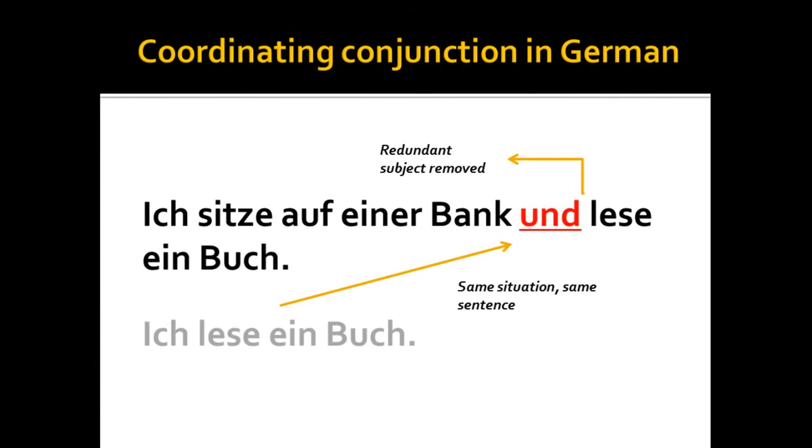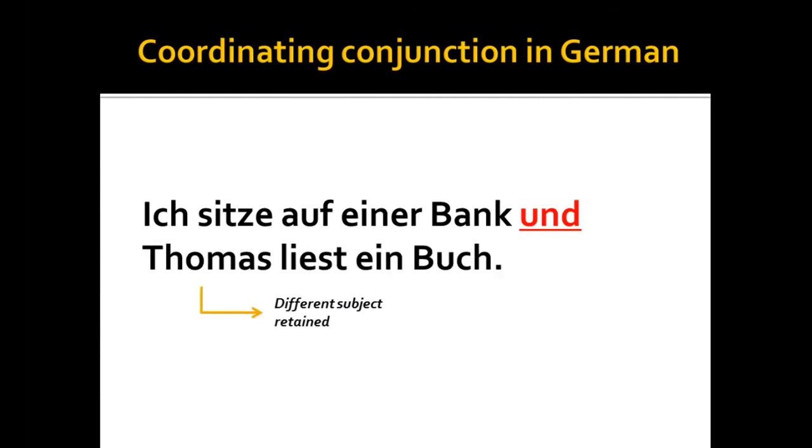because we've already established who's doing the action in the prior sentence. Now, if I have a sentence, however, where there's two separate subjects, like this one right here, ich sitze auf einer Bank und Thomas liest ein Buch, then I'm going to have to retain that second subject. But otherwise, everything else remains the same.